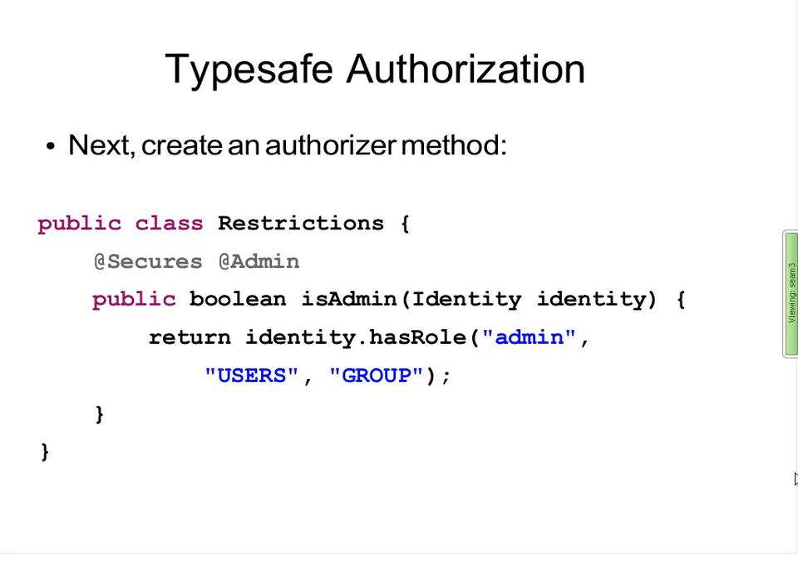The authorizer method itself needs to be annotated with the security binding annotation, and also the @Secures annotation. And it's the @Secures annotation that tells Seam Security that the method is an authorizer method. Any parameters that the method defines are treated as injection points, so their values are automatically provided by the container. So in this example, we're injecting the identity object because it's required to determine if the current user is a member of the admin role.